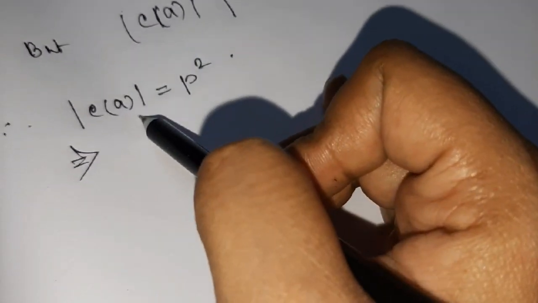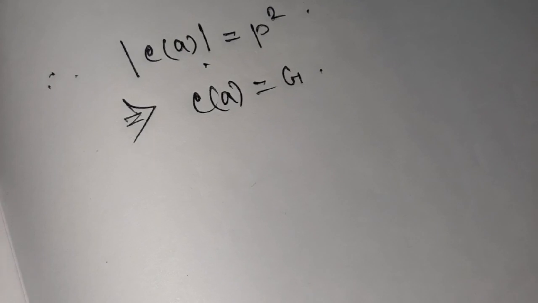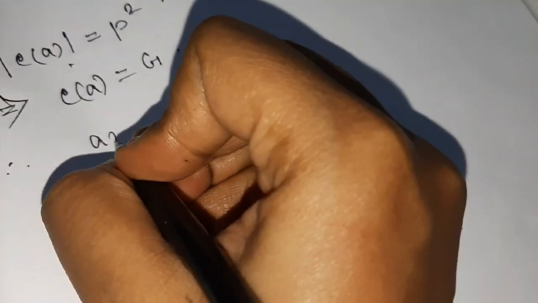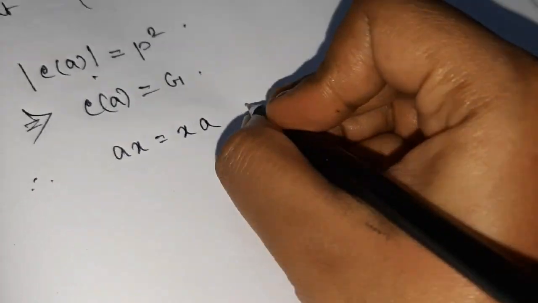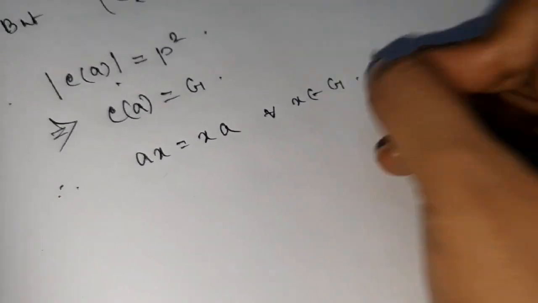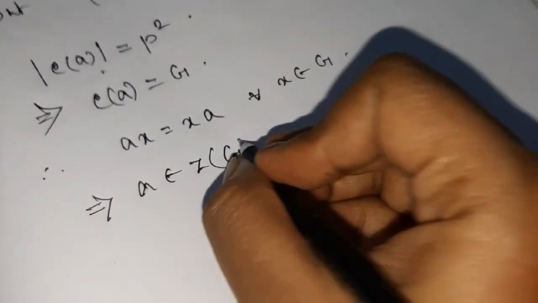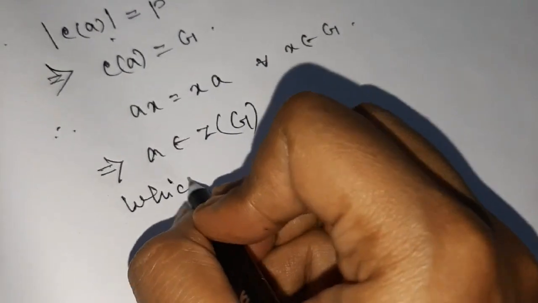Okay, now the order of C of A equal to P square implies what? That means the order of G is equal to the order of CA, and CA is a subgroup of G. Therefore, it implies that C of A equals G. Okay, now whenever C of A equals G, that means A commutes with all the elements of G. Therefore, AX equals XA for all x belonging to G. That means A belongs to ZG, which is a contradiction.